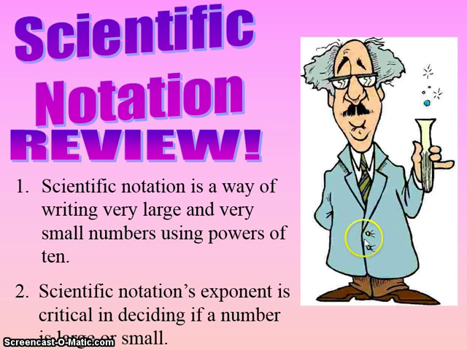Okay, so let's summarize what we've learned. Scientific notation is a way of writing very large and very small numbers using powers of 10. And scientific notation's exponent is crucial in deciding if a number is large or small. It will tell you which way to move in order to ensure that it does equal either a very large or a very small number.